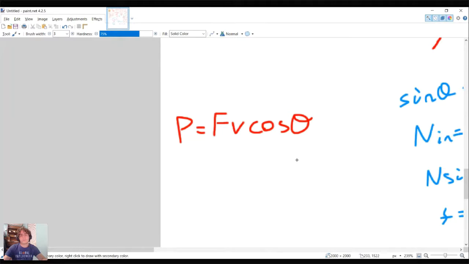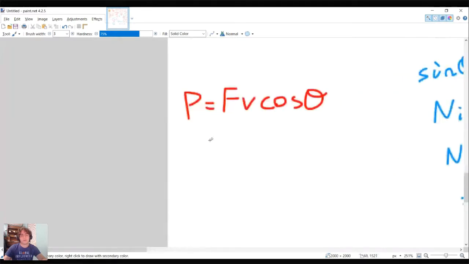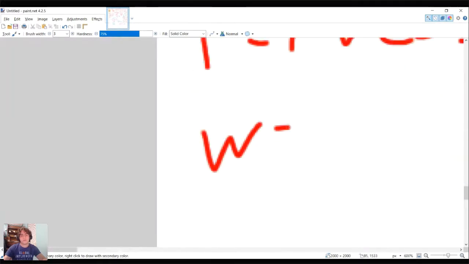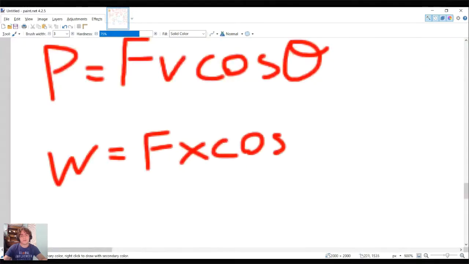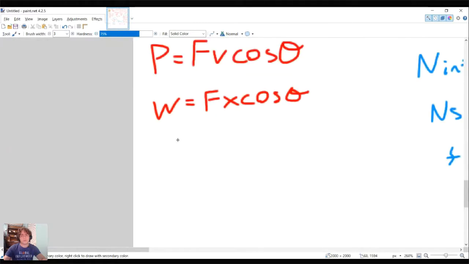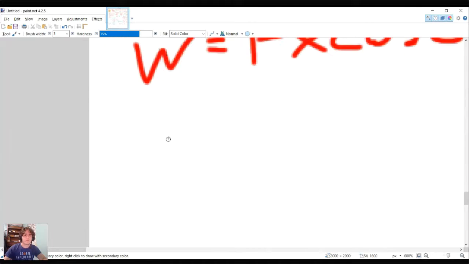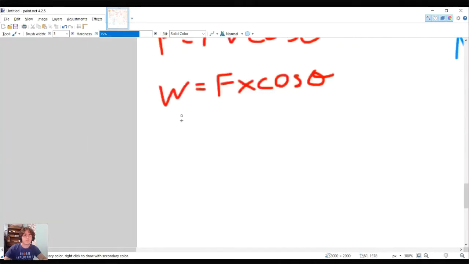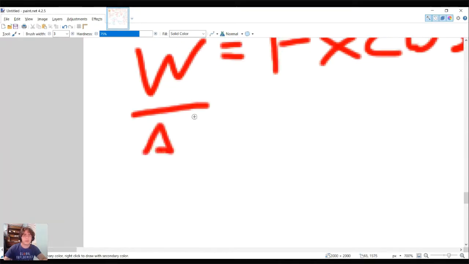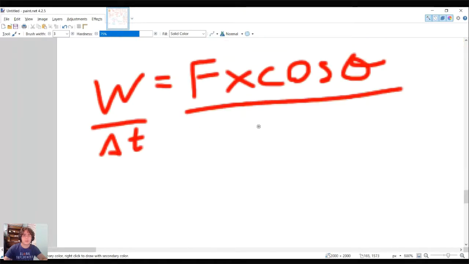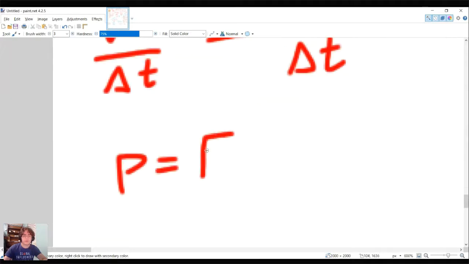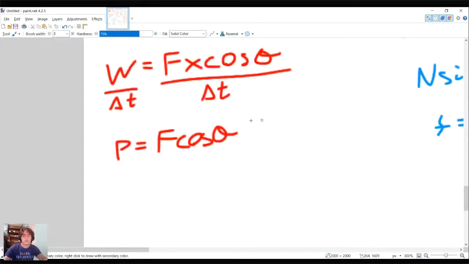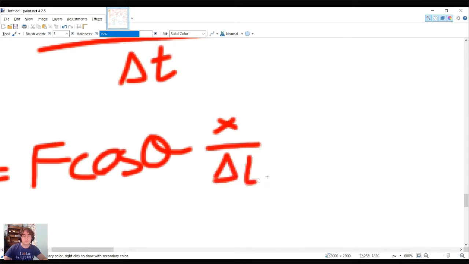Okay, I see how to make it work. First, work is F x cosine theta. We're going to ignore the deltas. Never mind, we'll just divide both sides by delta t, even though it's not necessarily right. Divide both sides by delta t, and we get power is equal to F cosine theta times displacement over time, and that's V.